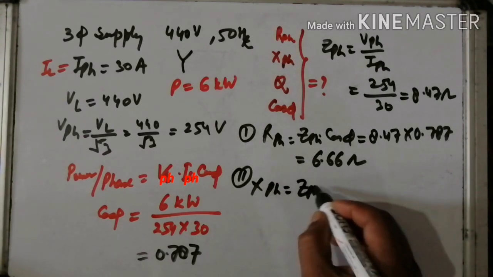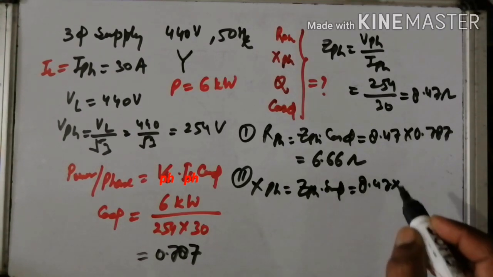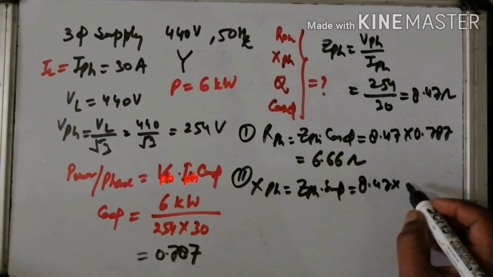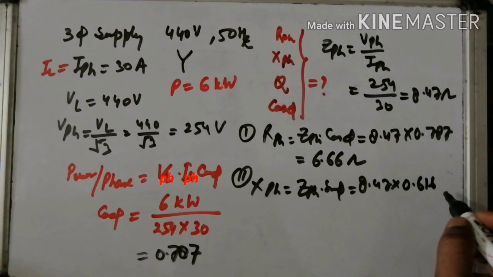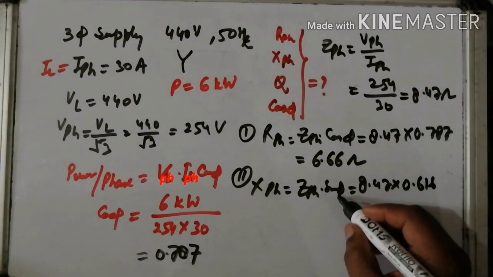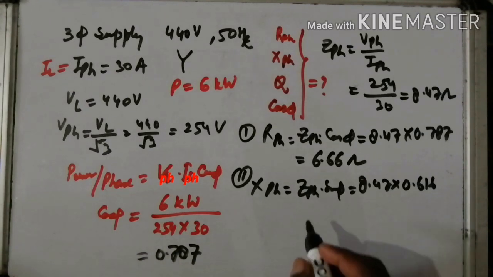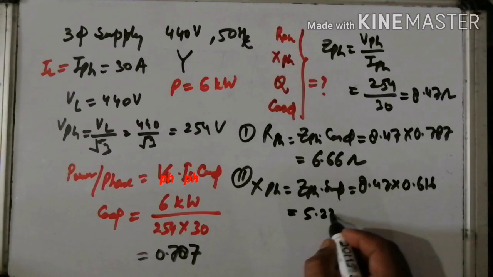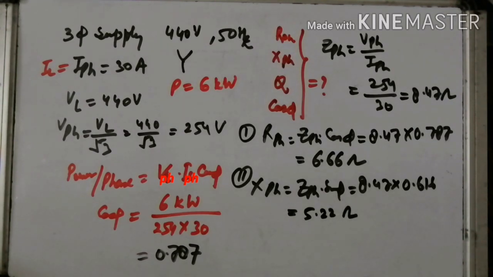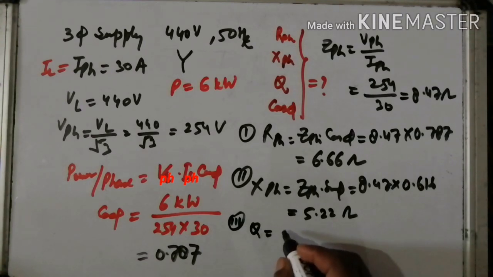Now the XPH, the second part, the reactance, is ZPH into sin phi, it is 8.47 into sin phi. Sin phi is 0.616. We can calculate the value of sin phi with the help of the square root of 1 minus cos square theta. It is 5.22 ohm.